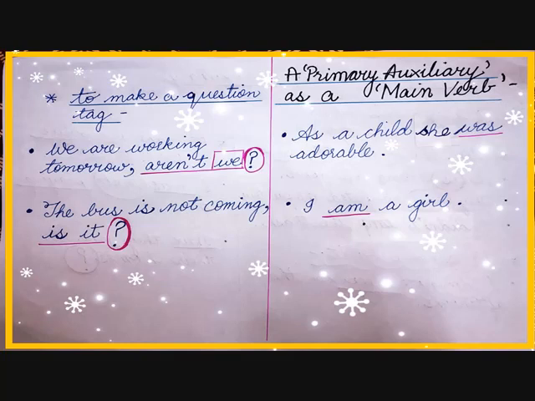The same way, I am a girl. In this sentence, am is not helping some other verb to create tense. So am is also working here independently. That is why it will be known as a main verb.